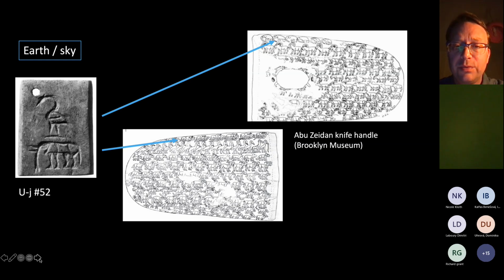composition, while on the top row on the one side, you have elephant above snakes. And on the top row of the other side, you don't see it that well, but it's a bird, probably a vulture, who is attacking snakes. So there's a parallelism of these two top rows, associating an elephant with a bird. Just the same association that we have in UJ number 52.